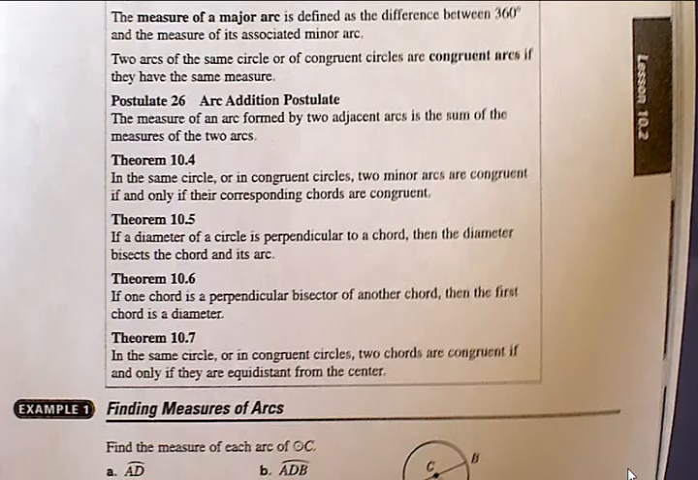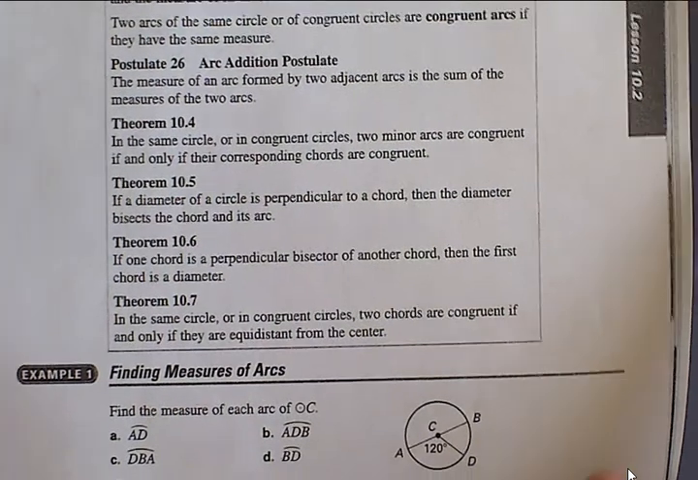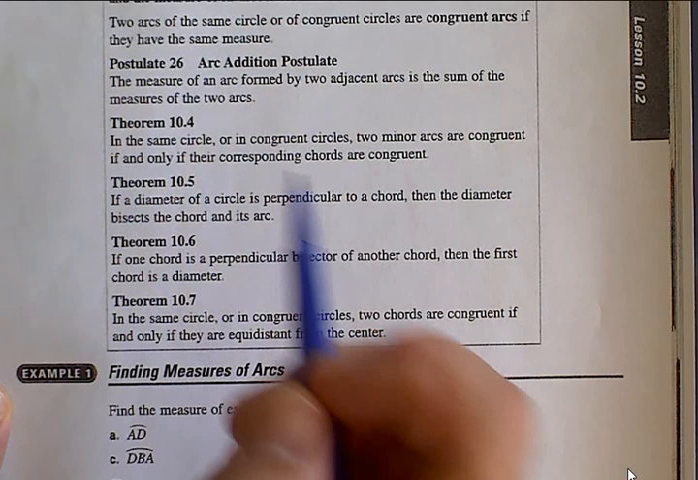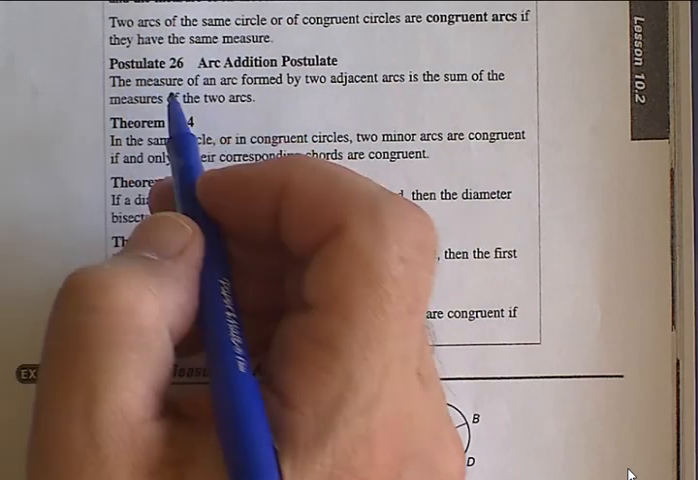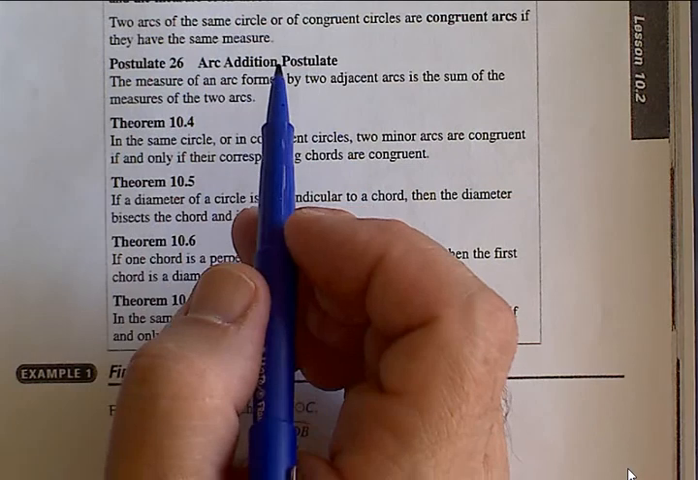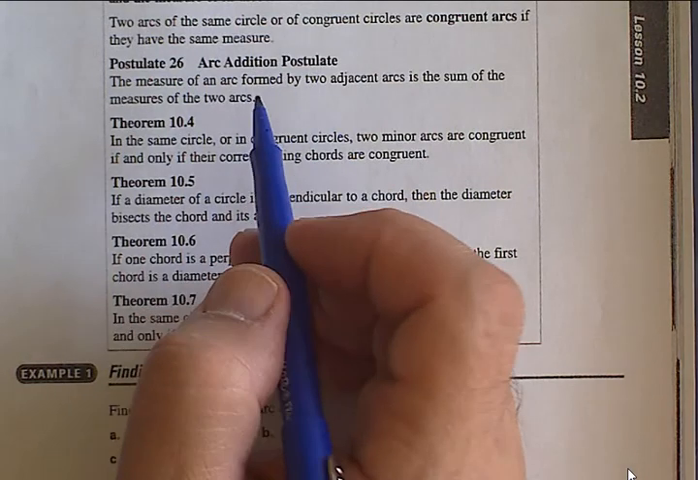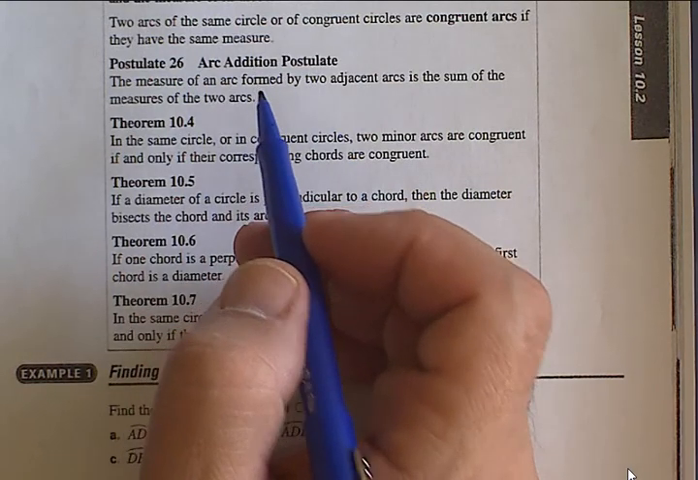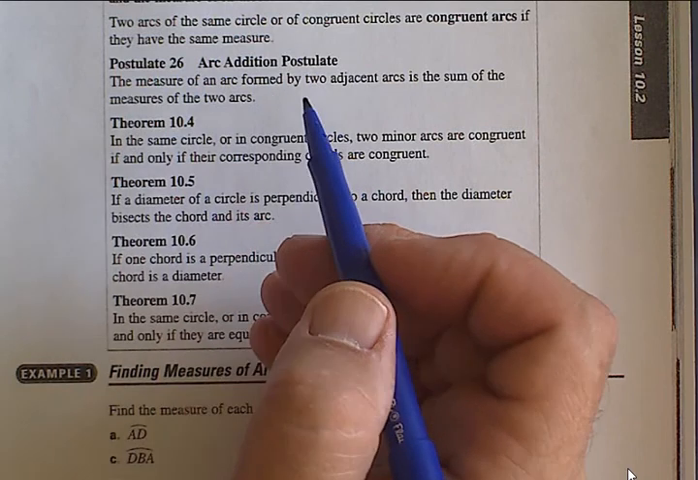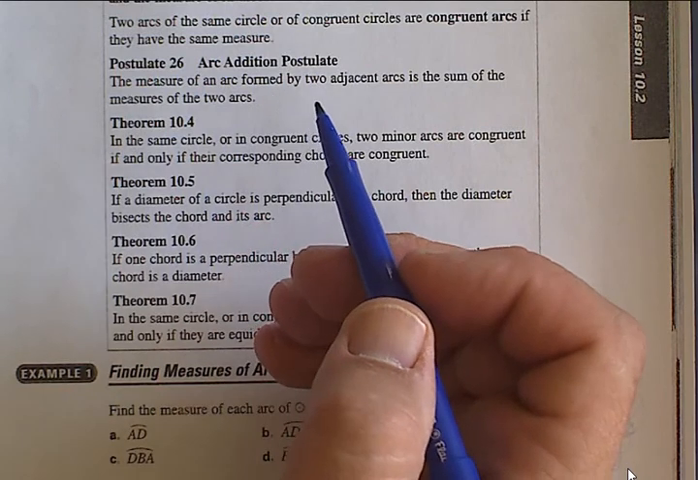That's pretty much all. There are some postulates and definitions that I'm just going to go through with you real quick, and then we'll get to some of the homework problems. Look at postulate 26 on the sheet here in this box. It's called the arc addition postulate. It says the measure of an arc formed by 2 smaller adjacent arcs is just the sum of their measures.